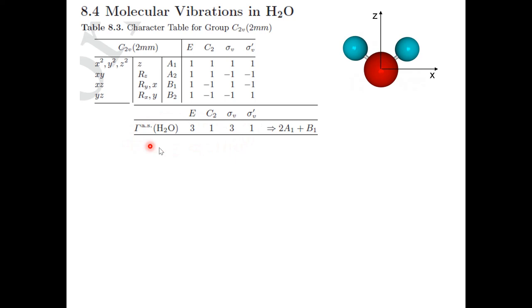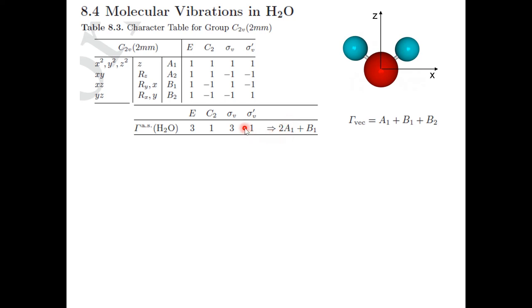This is a reducible representation that now I have to reduce in terms of the irreducible representations of the group. In this case, it's very simple to see that this is basically 2A1 plus B1, okay? This is the equivalence representation decomposed in the irreps of the group.